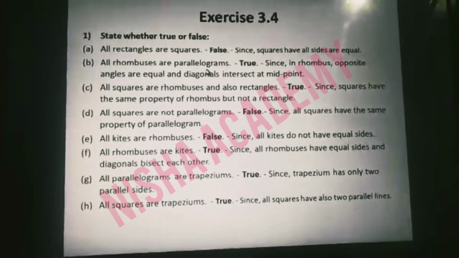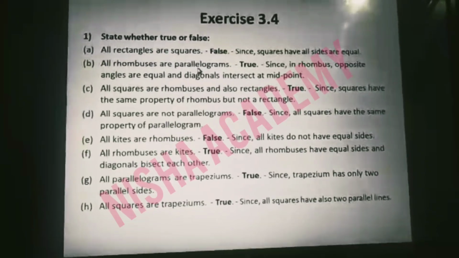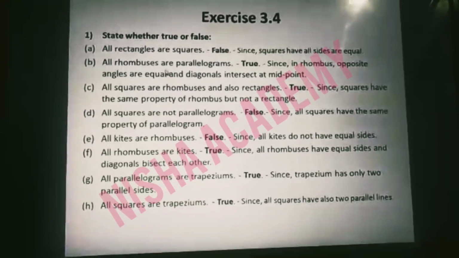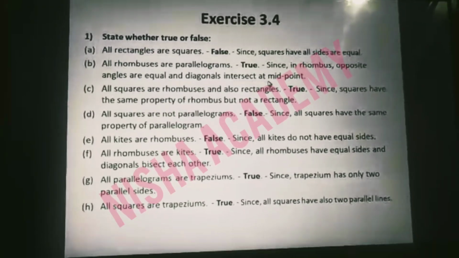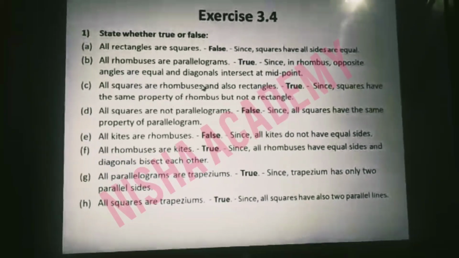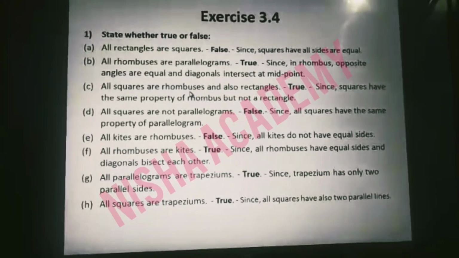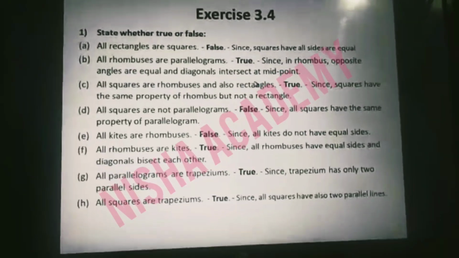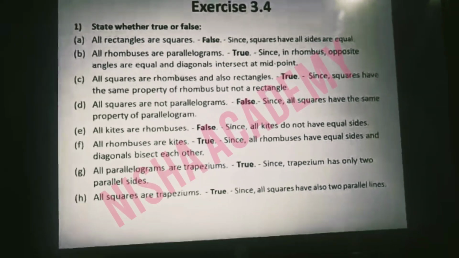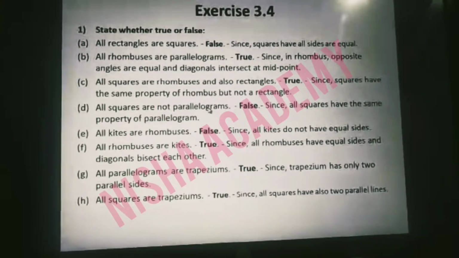All rhombuses are parallelograms. It means a rhombus has all the properties of a parallelogram, which is true. Why? Because its opposite angles are equal and diagonals also bisect each other. All squares are rhombuses and rectangles, meaning a square has all the properties of a rhombus and also of a rectangle, which is true because like a rhombus all sides are equal and like a rectangle all angles are equal.